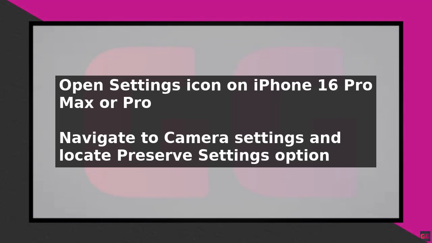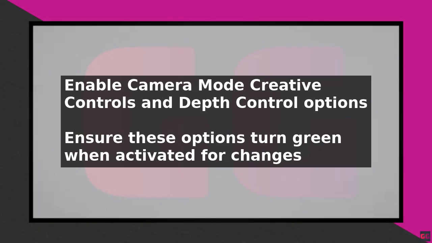To set the Vivid filter as the default on an iPhone 16 Pro Max or Pro, start by opening the Settings icon. Inside Settings, navigate to the Camera settings and locate the Preserve Settings option, which is typically found in the middle of the menu. Tap on Preserve Settings to open the corresponding menu.